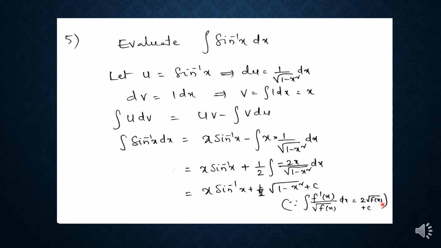In the last class we learned this formula in the substitution method. Integral f dash x by f x dx is equal to log f x. Integral f dash x by root f of x dx is equal to 2 into root f of x. That is 1 by 2 into 2 root f of x, meaning root of 1 minus x square, plus c. So the value of integral sin inverse x dx is x sin inverse x plus root of 1 minus x square plus c.